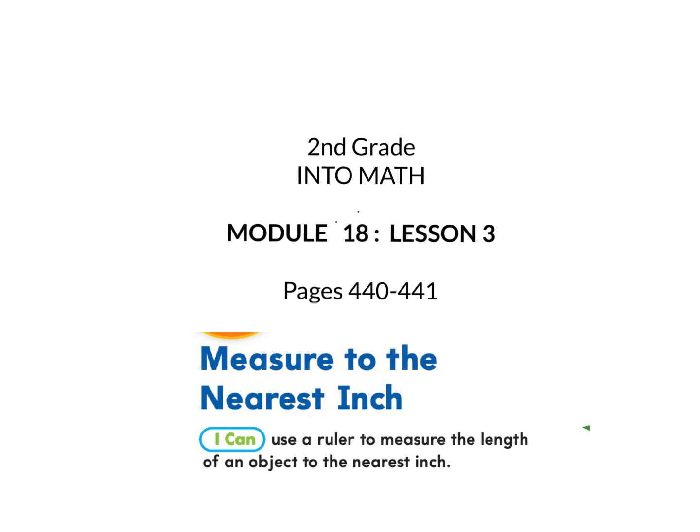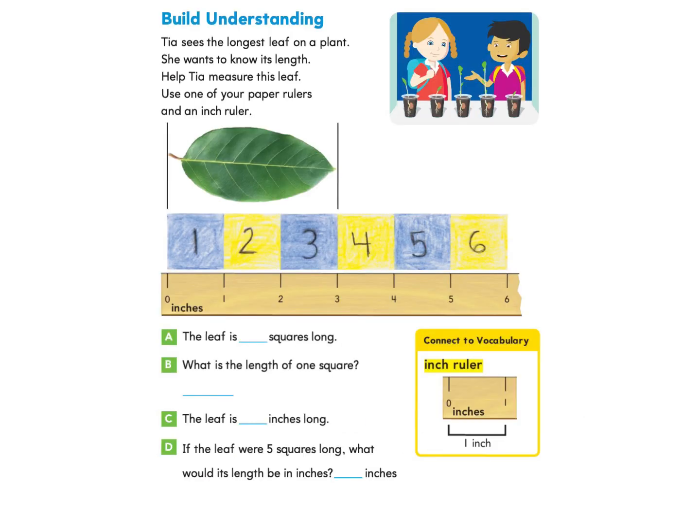This is Into Math 2nd grade, Module 18, Lesson 3. The I can statement is I can use a ruler to measure the length of an object to the nearest inch. Please gather your workbook and a pencil and turn to page 440. We will start under Build Understanding.